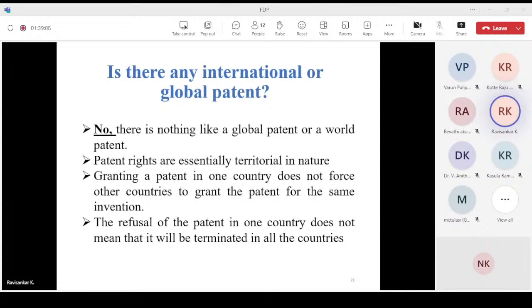So is there any international or global patent? No, there is nothing like a global patent. It is territorial in nature. If you file a patent application in India and it is granted, the rights will be only within the Indian territory. If the same invention is not protected in other countries, you can freely use that invention in other countries without any problem. Granting a patent in one country does not force other countries to grant the same patent. And if it is refused in one country, it doesn't mean that it will be refused in all other countries.